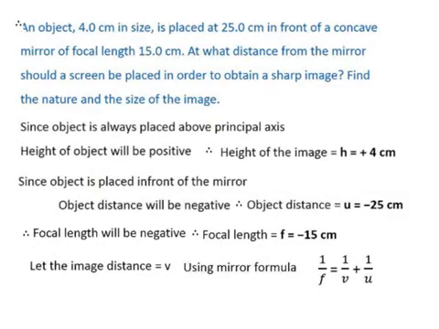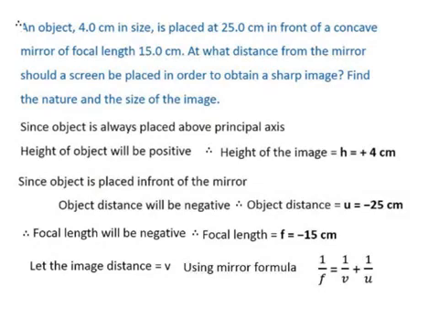So, when we analyze this problem, let us see what data are given. An object 4 centimeter in size. So, the 4 centimeter refers to the height of the object, and it is placed at 25 centimeter in front of the concave mirror. So, this 25 is the value for u. u is equal to 25, and when we take the Cartesian sign, u is equal to minus 25 centimeters.